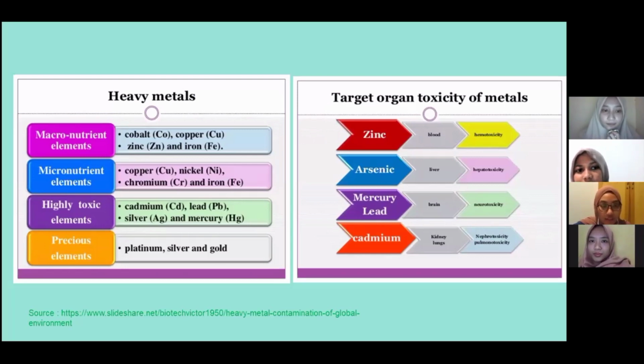Heavy metal is categorized into 4 elements: macronutrient elements, micronutrient elements, highly toxic elements, and precious elements. Macronutrient elements consist of cobalt, copper, zinc, and iron. Micronutrient elements consist of copper, nickel, chromium, and iron. Highly toxic elements consist of cadmium, lead, silver, and mercury. Precious elements consist of platinum, silver, and gold. In this essay, we will discuss the highly toxic element lead.